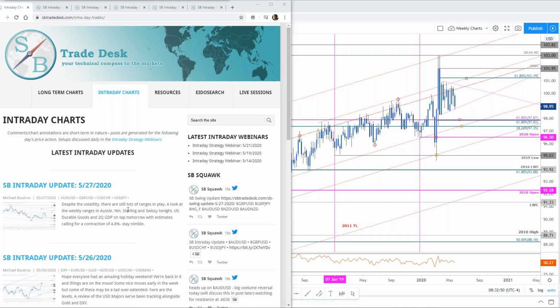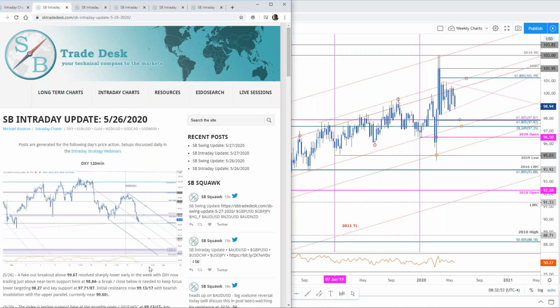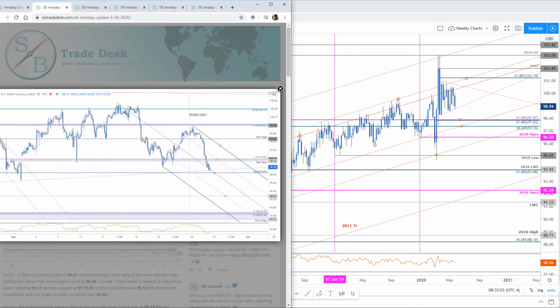All right, so here's what the DXY looked like into the start of the week. We were looking at a near-term uptrend support that we were heading into, 98.84 or so. We're still basically there. Here's what the chart looks like on the weekly. That crazy March rally, pullback right off the 2016 high close, slope resistance. Ever since then, it's been a series of lower highs and higher lows, and right now we're testing the bottom of that consolidation range.